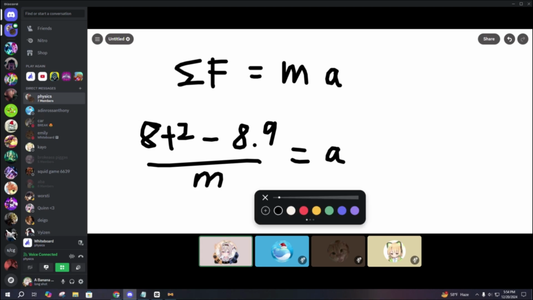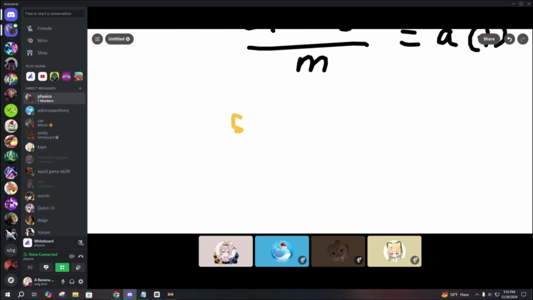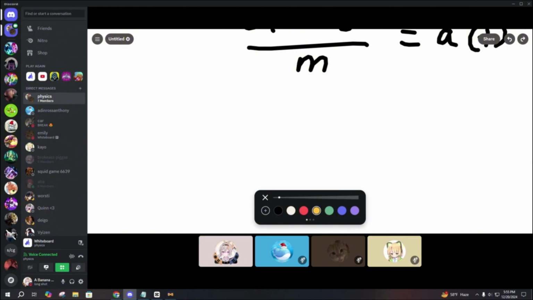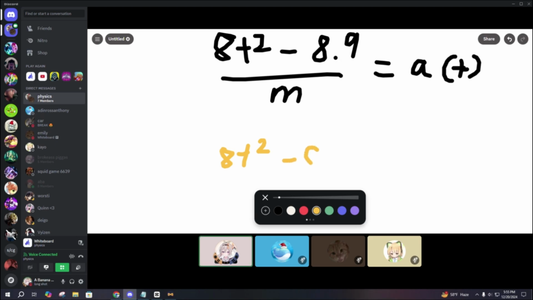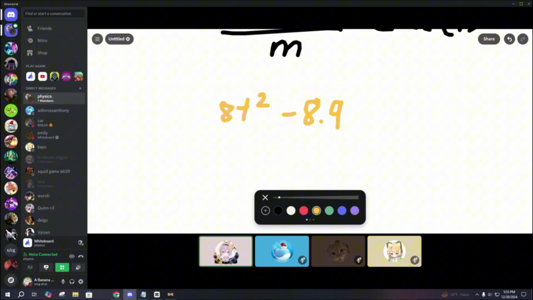But it's as a function of time. Acceleration isn't constant because this applied force right here is also a function of time. So, as this changes, the acceleration also changes. That's why this can become a function of time. So, let's simplify it. 8t squared minus 8.9 over m.